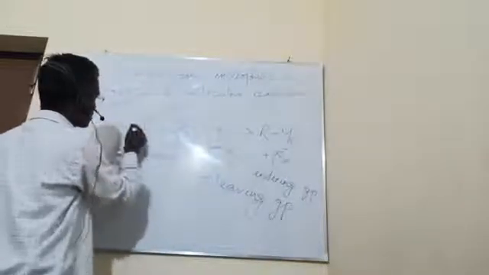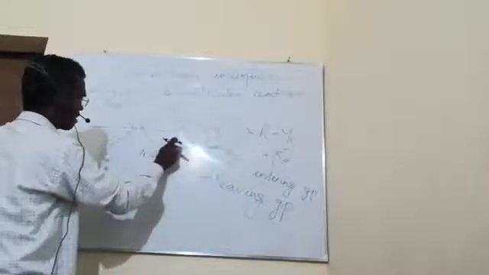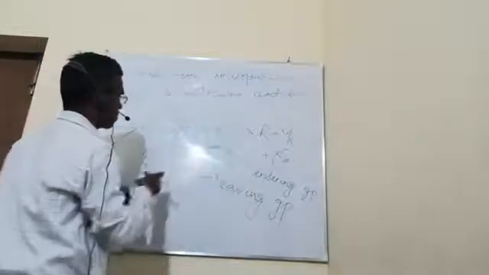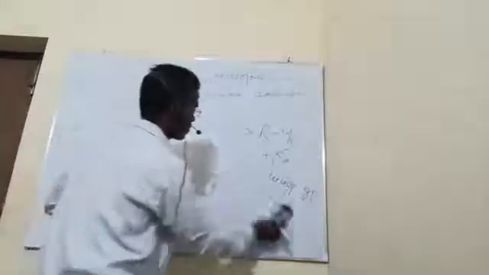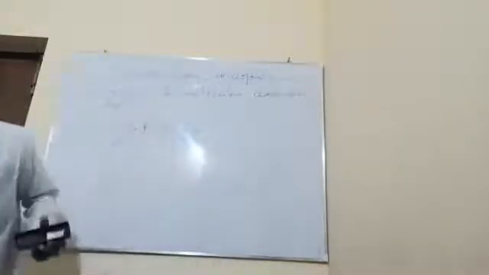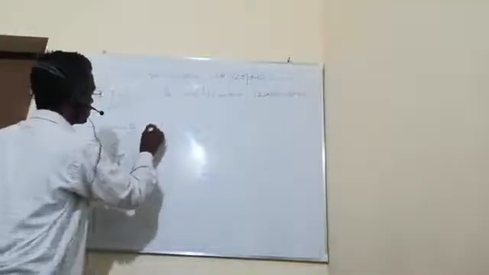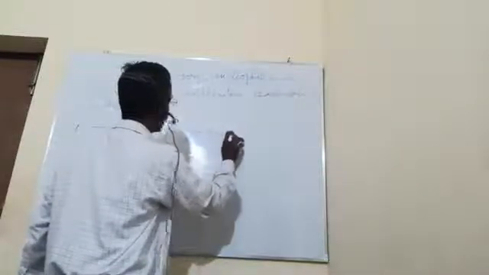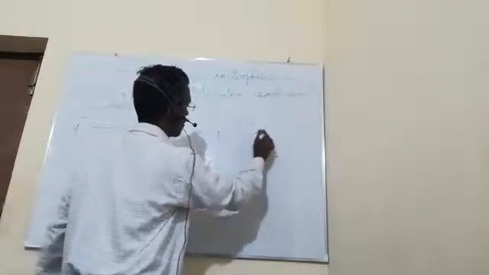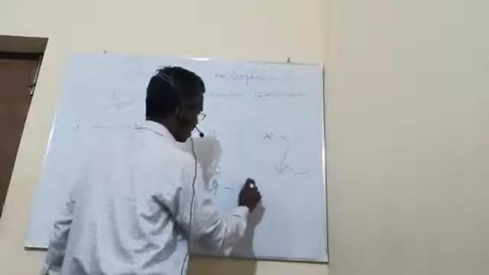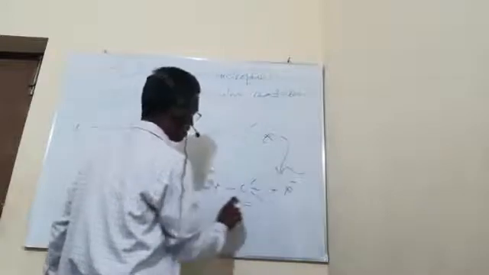And this Y minus attacks the substrate from the backside, because for this alkyl halide RX, this is the back. Therefore, Y minus attacks the substrate from the back and it will be converted like this. Always in SN2 there is a backside attack. Say, for example, take an alkyl halide RX, and finally it will be converted into RY plus X minus. This is your product.